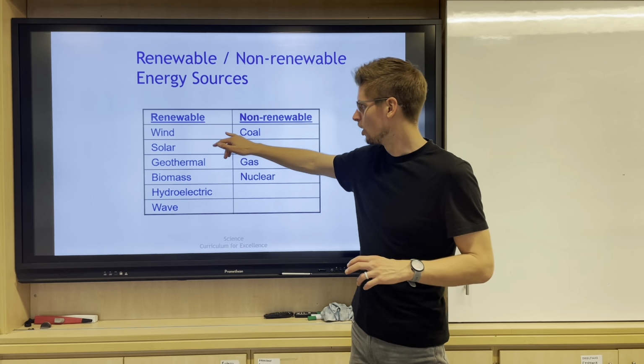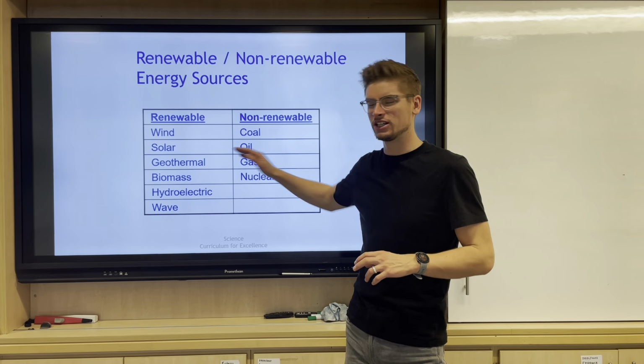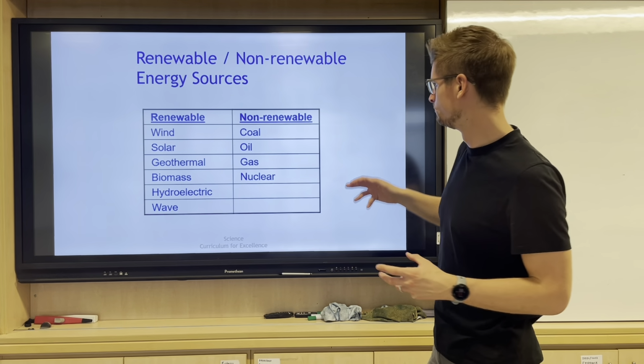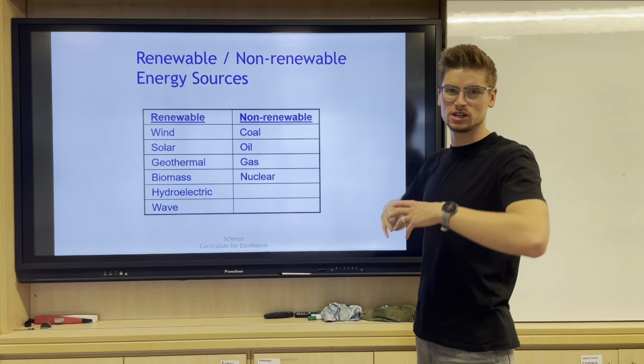We have things like wind, hydroelectric is something that we use as well in Scotland. But things like geothermal, we don't have any geothermal activity, so we can't use that. But we can use some. And then the non-renewables are there as well. So that's a summary of that part.